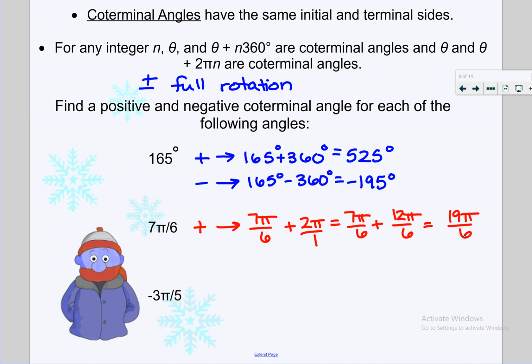Okay. The negative angle, we're going to take 7 pi over 6 and subtract 2 pi. I'm going to save myself a second and just say instead of minus 2 pi, I know it's going to be minus 12/6. I know that common denominator, we just did it. So 7 minus 12 gives me negative 5 pi over 6.